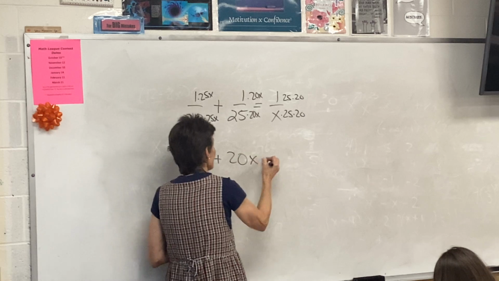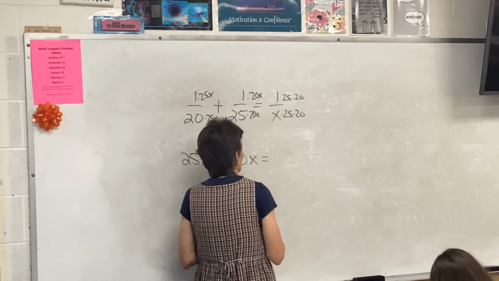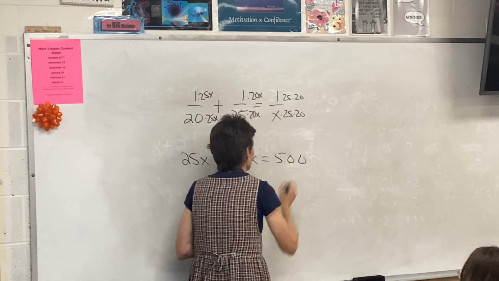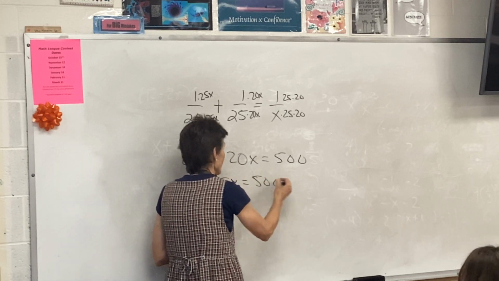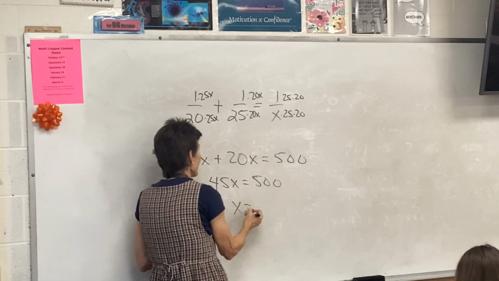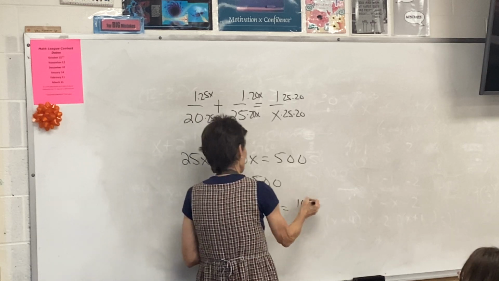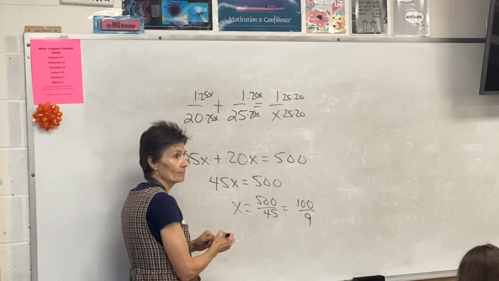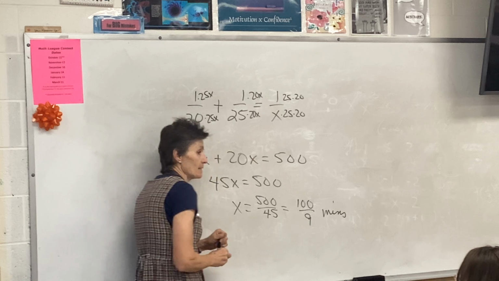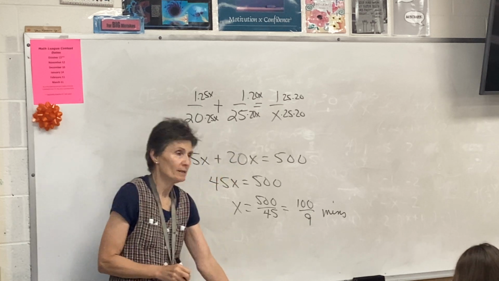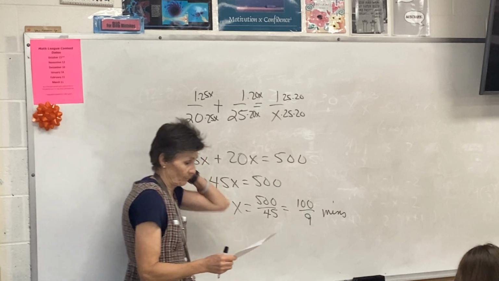All right, so 25x plus 20x equals 25 times 20, which is 500. So 45x equals 500, and x equals 500 over 45, which is 100 over 9. And the unit on that is minutes. That's how long it takes them to do the job together. Okay? All right, number 2.